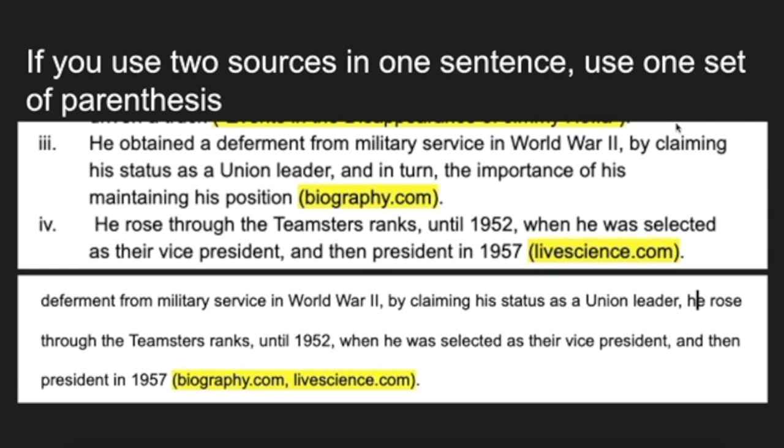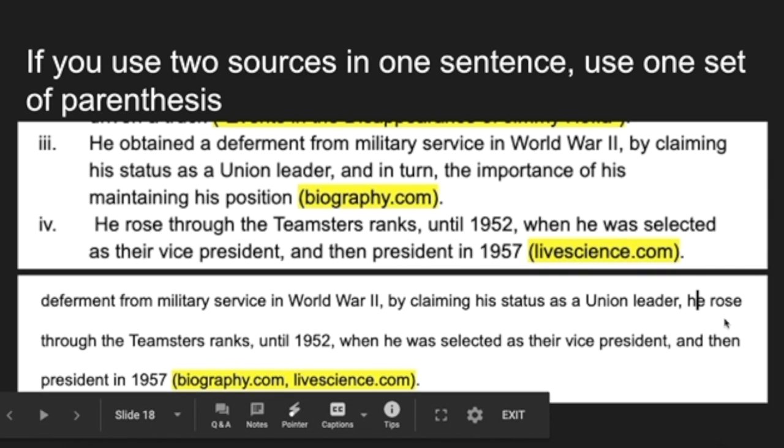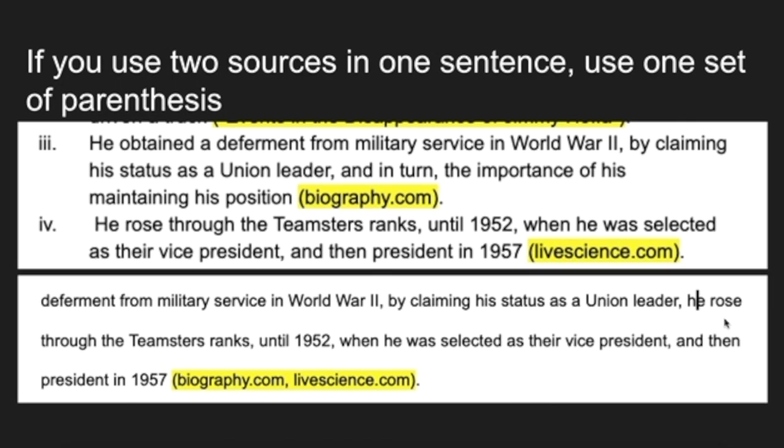Right, and then the last one that I want you guys to watch out for, not a huge deal, but if you take any 2 points in your outline and you combine them into one sentence, it should be one parenthesis set, just with both citations inside of it. I squished those 2 points together, so I just have, you can see, one set of parentheses. In that parentheses, I have biography.com, comma, livescience.com. Just means that that last sentence got its facts from two different sources.